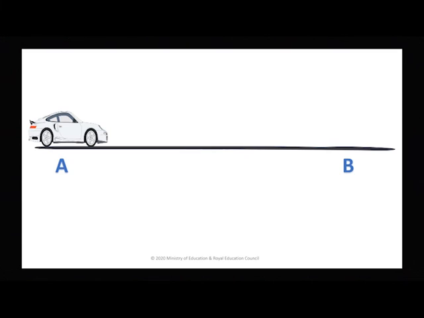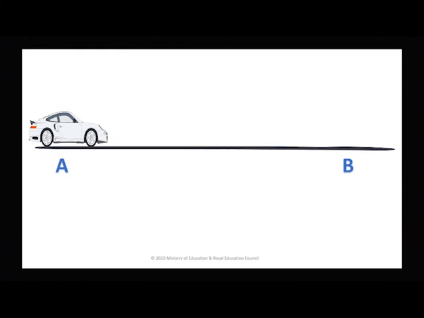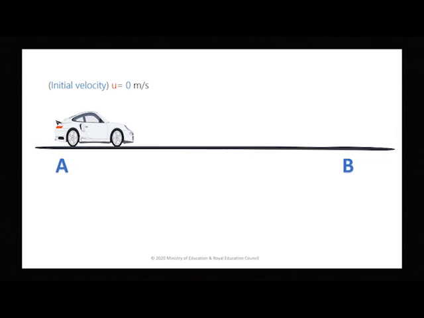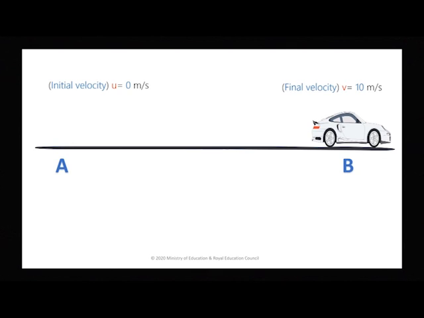Okay, so to understand acceleration better, let us take this example. As you can see here, a car is initially at position A, and the initial velocity of this car is 0 meter per second. The car is traveling to place B, and here the final velocity becomes 10 meter per second, and the time taken for this car to move from place A to B is 5 seconds. Now can you look at this example carefully and tell me whether there is acceleration or not? Let's find it out.